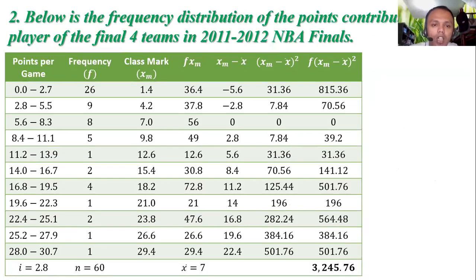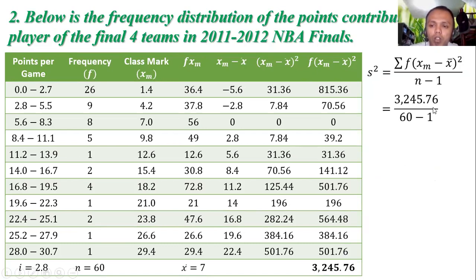Next, again, lahat na kinompute ko na, no? So what you need to do na lang here is to find the variance. So given the sum of all of the product of frequency and deviation, we have here 3,245.76 divided by n minus 1, your n is 60. So 60 minus 1 is 59. Then divide natin, that would be equal to 55.01.